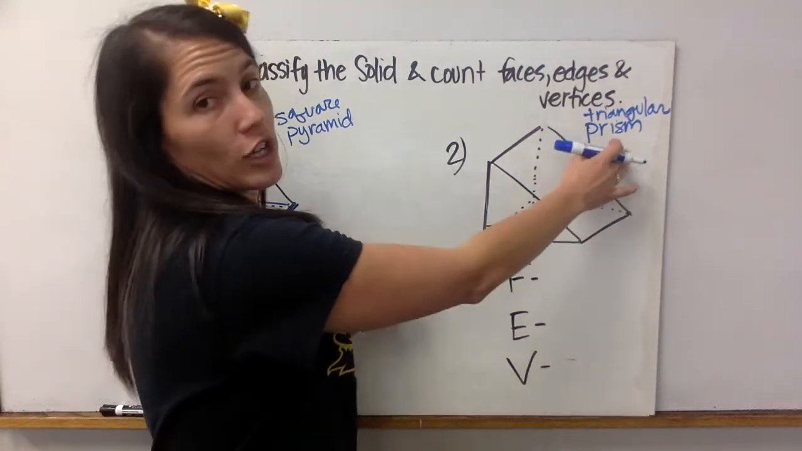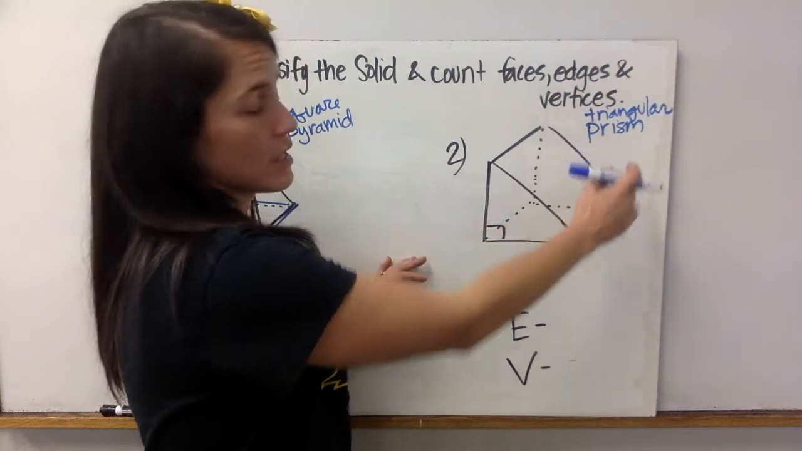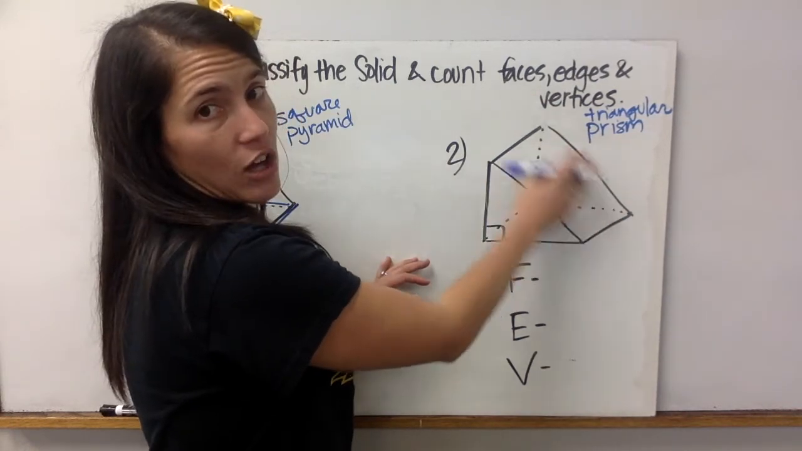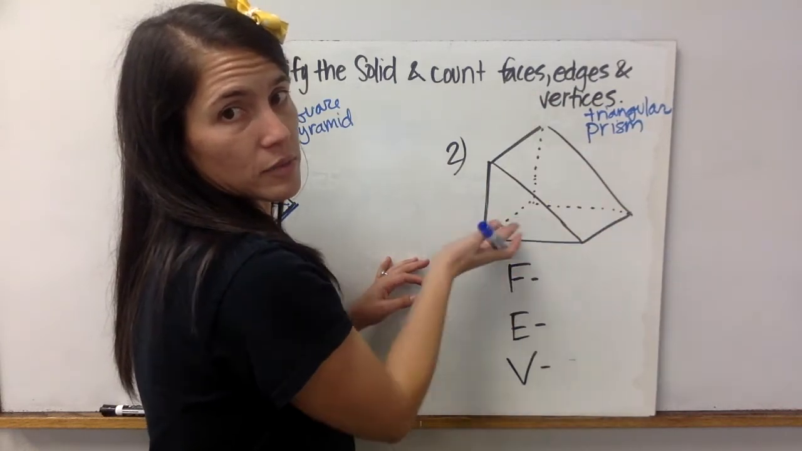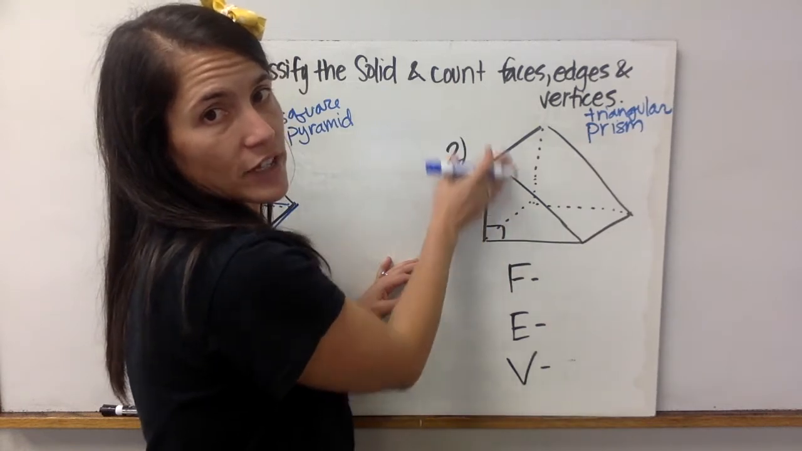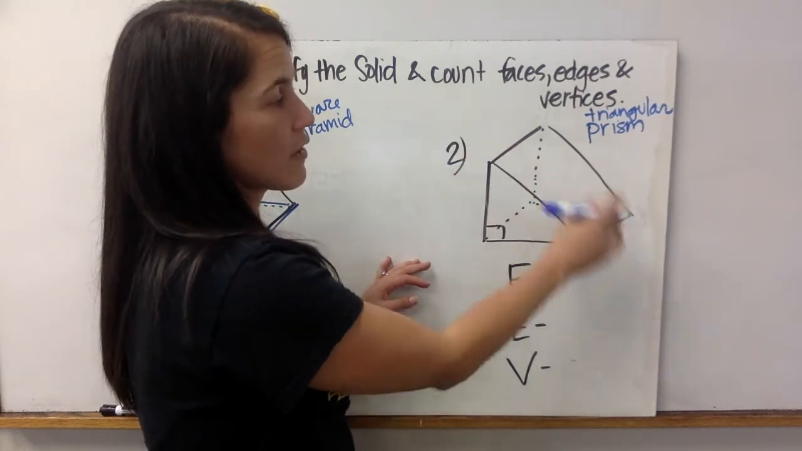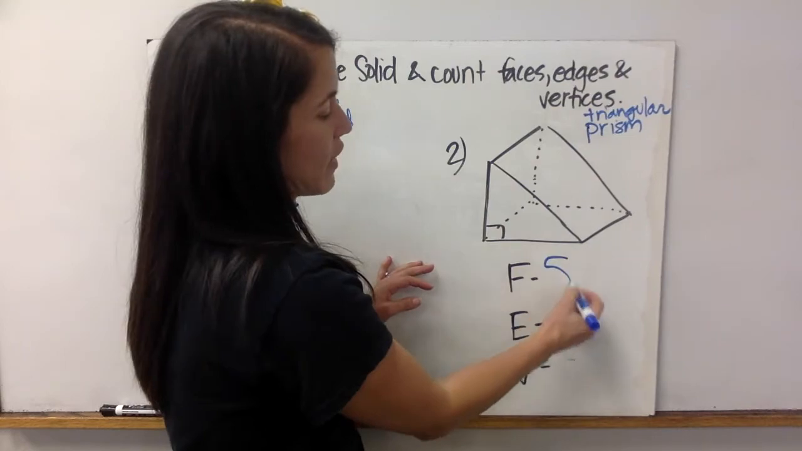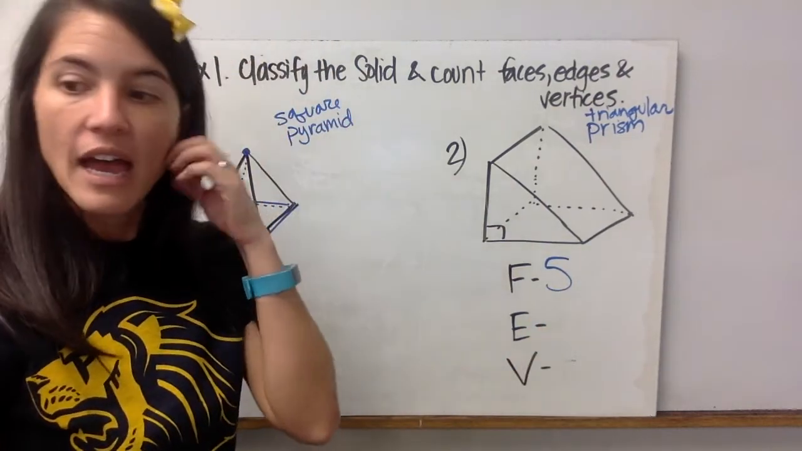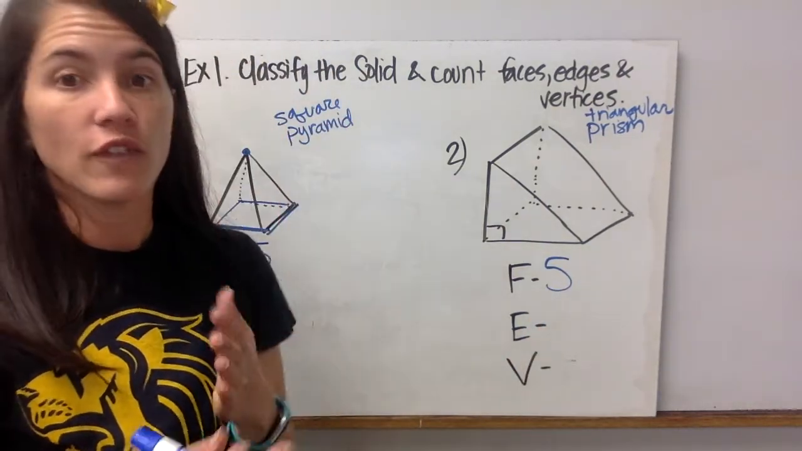So we have a triangle in the front and a triangle in the back, so that would be two faces. And then we have this long face, this bottom face, and then this back side face right here. So 3 around the middle, and then two bases would be 5 faces. Edges are the lines where two faces meet.